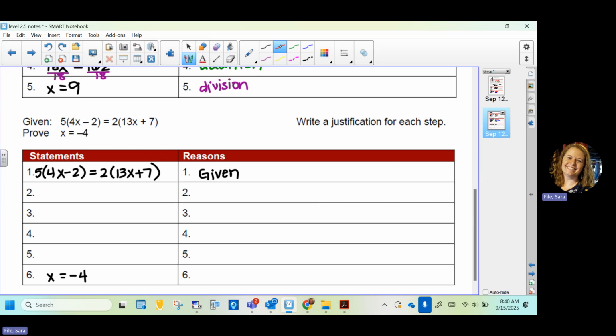All right, so what do I have to start with here? I have to distribute. Where do I have to distribute? I have to distribute the 5. Is that the only thing? No, on the other side, the 2 gets distributed. So we've got a double distribution here. So I end up on the left with 20x minus 10, and on the right, I end up with 26x plus 14.